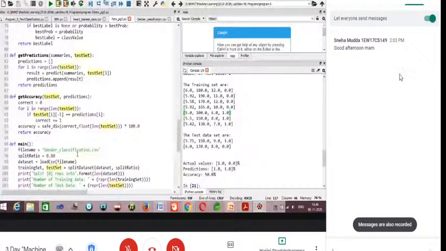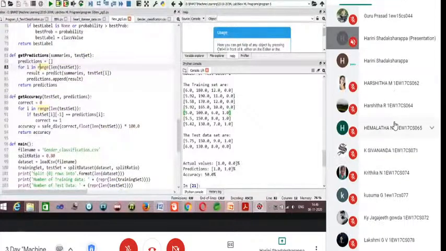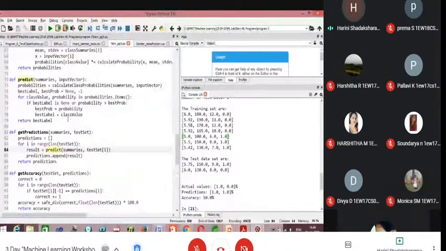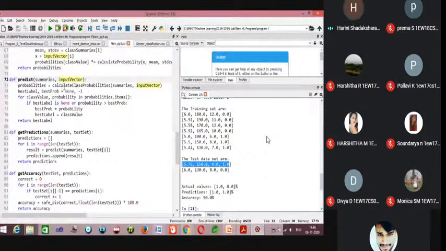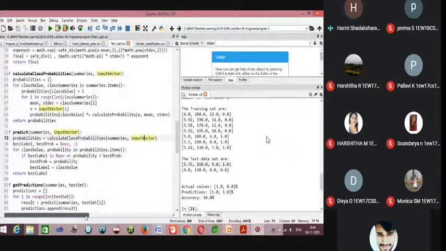Prediction will initially be an empty list. Then for each of the test set, you are going to call the predict function. So what is the predict function? It takes summaries and input vector, which will be one row at a time. So let's say this row at a time. It calculates class probabilities, for summaries and input vector. So what is this calculate class probability? It is nothing but your Gaussian distribution function.